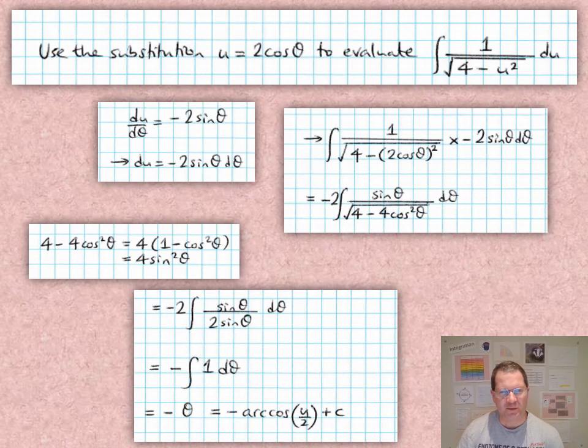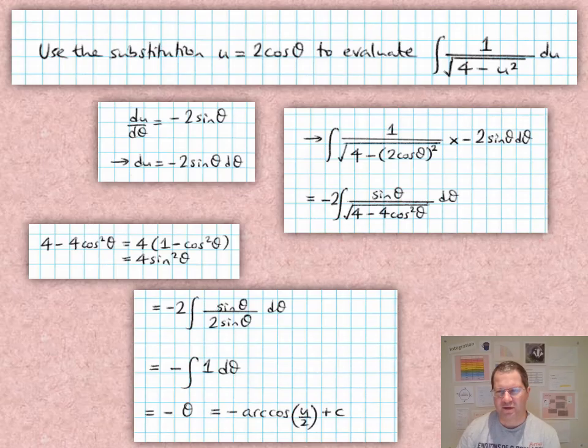And one final example of substitution, although it looks completely different to all the others. Use the substitution u equals 2 cos theta to evaluate the integral of 1 over the square root of 4 minus u squared du. Now we start in the same way. We want to replace these u's with thetas, so we do du by d theta, which is going to be negative 2 sine theta, and hence du is negative 2 sine theta d theta. So then when we substitute in for u and for du, we get the integral of 1 over the square root of 4 minus the square of 2 cos theta, multiplied by negative 2 sine theta d theta.